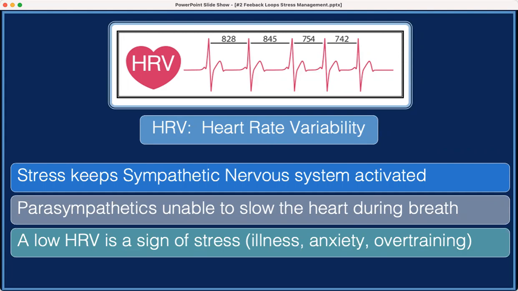So stress keeps the sympathetic nervous system activated. Parasympathetic is unable to slow the heart rate during a breath. And so you'll get a low heart rate variability as a sign of stress. So it could be illness, anxiety, or overtraining that will give you a low heart rate variability, which means that your breathing is having little effect on slowing your heart rate down.